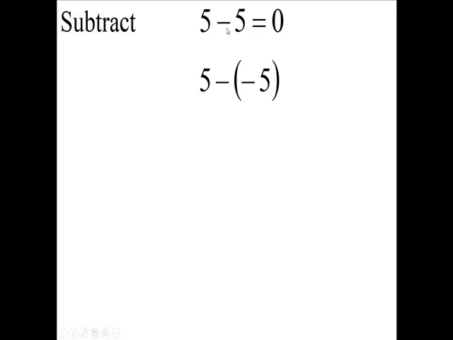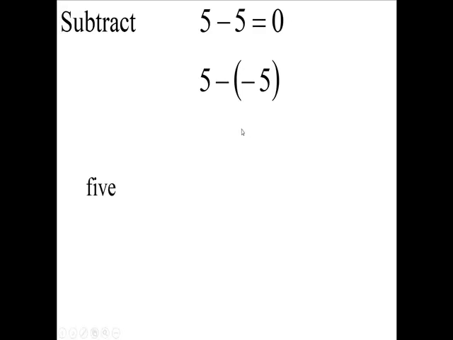So if this is what a minus 5 looks like, this can't be minus 5, can it? Huh? Because this is what a minus 5 looks like. This looks different. So this must be a positive 5. So this is going to be 5 plus 5.